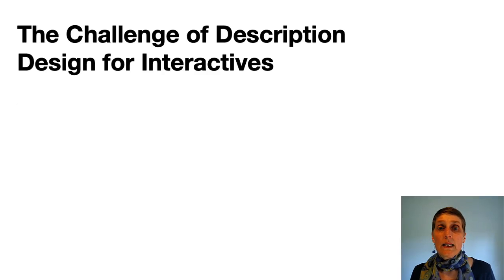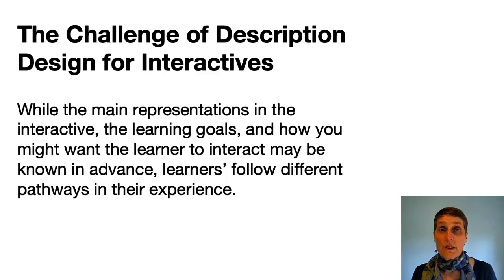What all these media examples have in common is that the story, plot, and exact sequence of events is known in advance. This is very helpful for designing description. With interactive learning materials, we're not dealing with static or fixed streams of media. Each learner's experience may be unique when using an interactive. While the main representations in the interactive, the learning goals, and how you want or might want the learner to interact may be known in advance, learners follow different pathways as they experience the interactive.